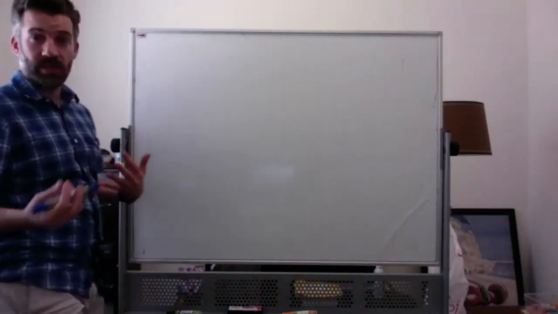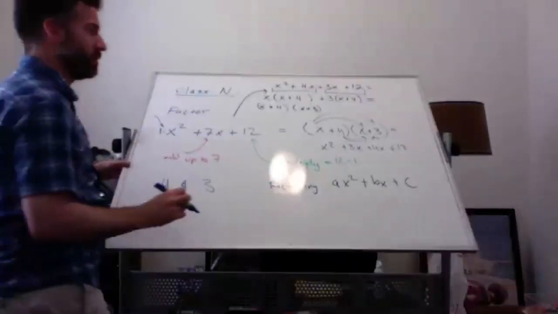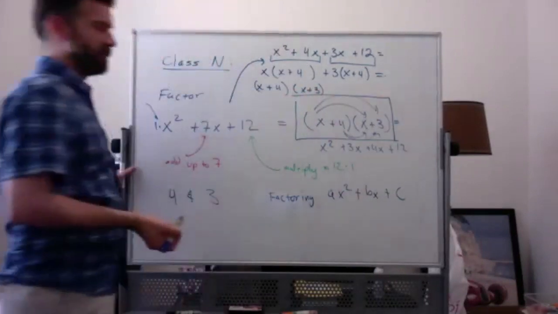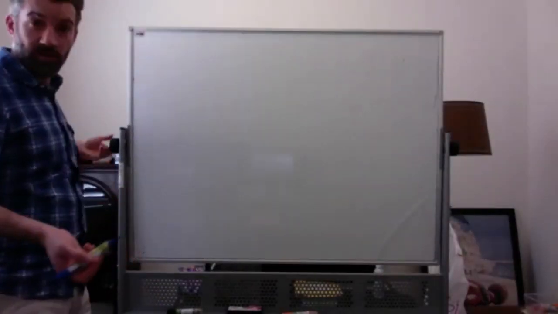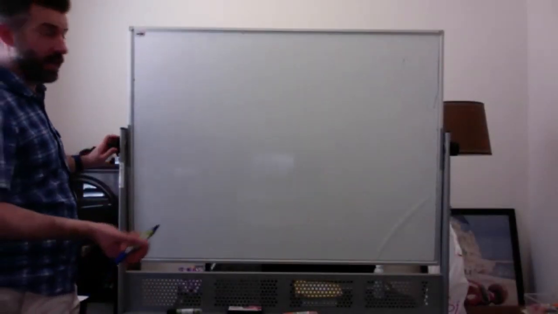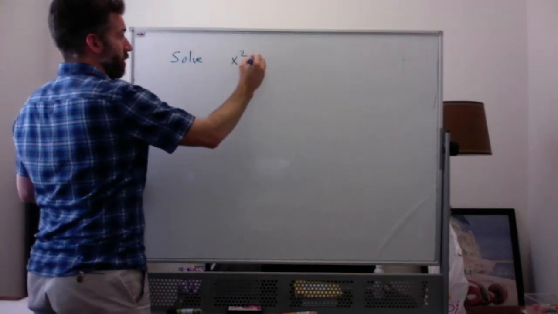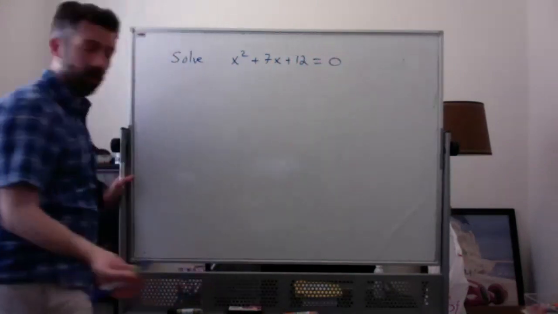Some of the questions on the homework ask you just to factor. If you're asked just to factor, then this would be your final answer: x plus 4 times x plus 3. On the other hand, some of the questions ask you to solve an equation. So I could ask you to solve the equation x squared plus 7x plus 12 equal to 0.